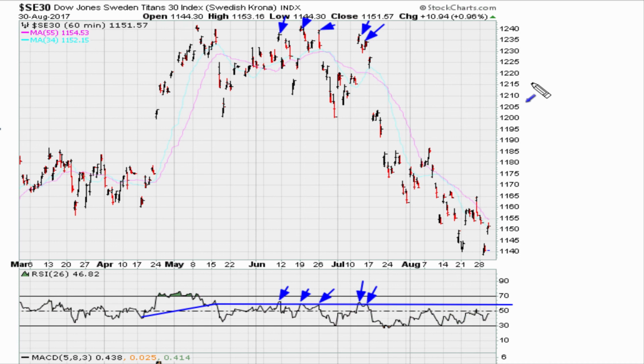So the big picture was bearish. You drill into the smaller time frames and you get a sense of where to set some of your entry levels on the short side.